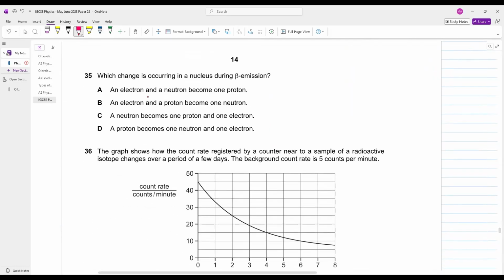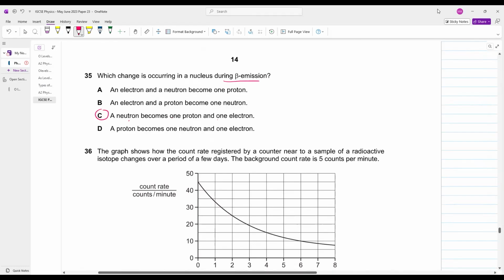Moving ahead. Which change occurs in a nucleus during beta emission? Beta, during beta emission which change occurs? Yes, a neutron converts into a proton and one electron. The answer to 35 is C.